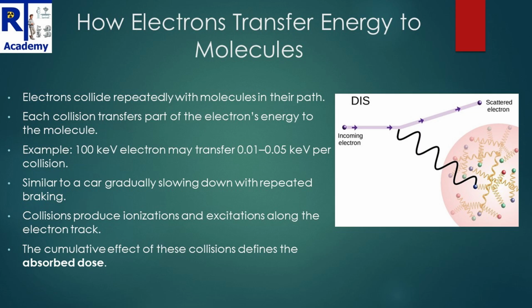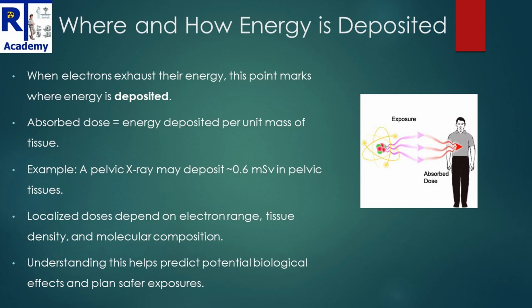The higher the photon's initial energy, the more energetic the secondary electrons, and thus their range slightly increases, but still remains in the millimeter range. During their path, these electrons may collide multiple times with various molecules, transferring parts of their energy each time, like a car gradually slowing down with repeated brakes. Ultimately, when their energy runs out, that point is where the radiation energy is deposited. This is what we call the absorbed dose in medical physics.